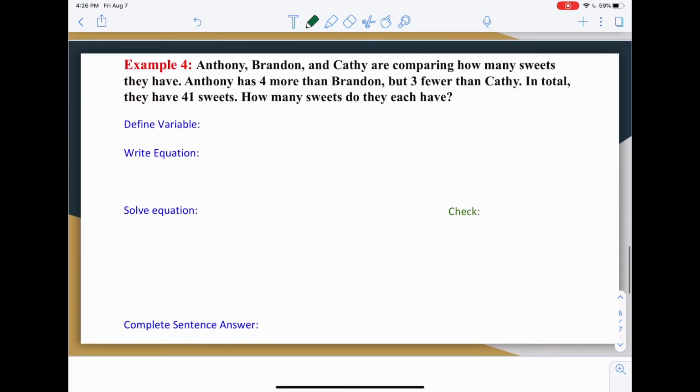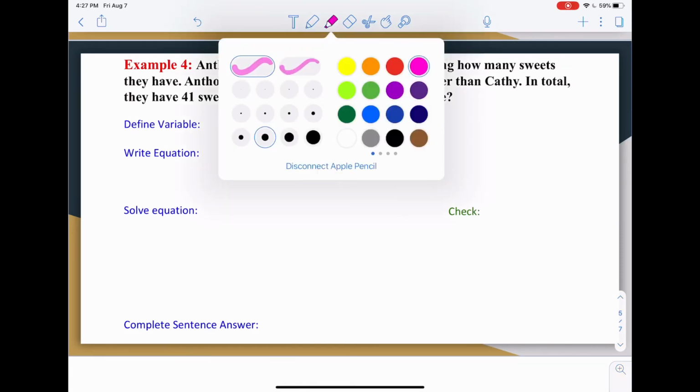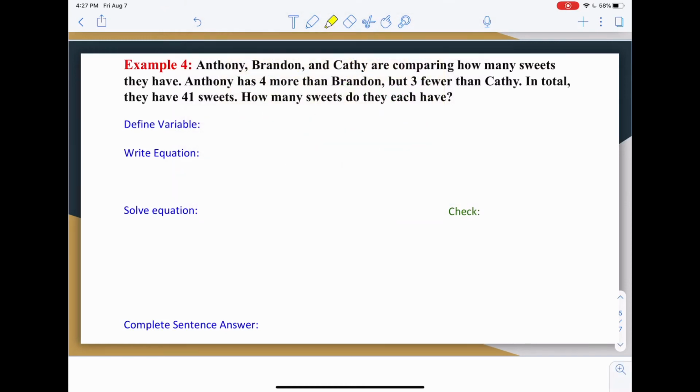Example 4. Anthony, Brandon, and Kathy are comparing how much sweets they have. Anthony has 4 more than Brandon, but 3 fewer than Kathy. In total, they have 41 sweets. How many sweets do they each have? Okay, let's start with highlighting our question statement.